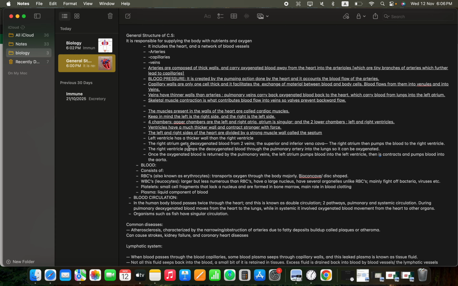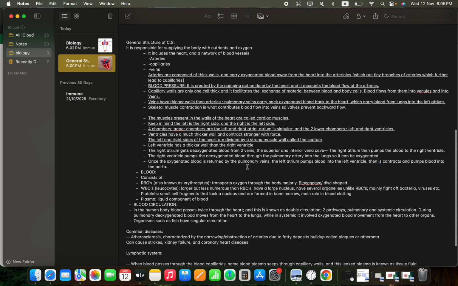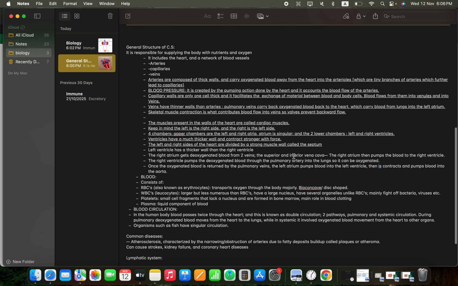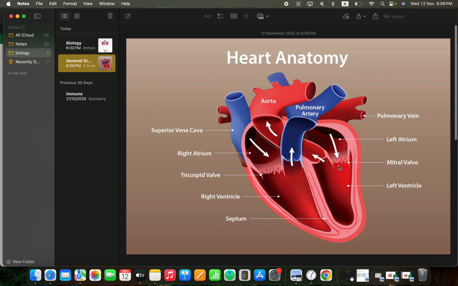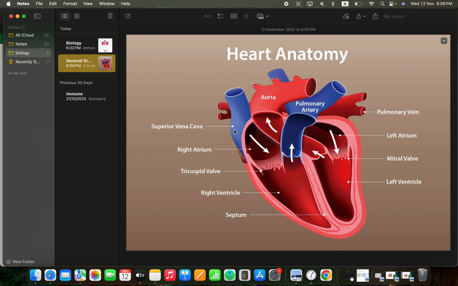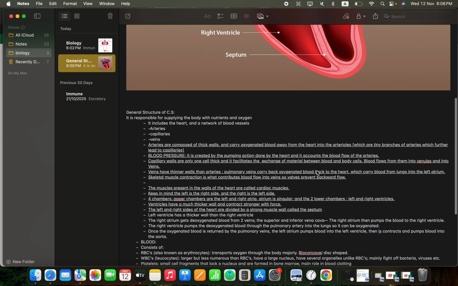So then we have the right atrium, which gets deoxygenated blood from 2 veins, the superior and inferior vena cava, as I explained before. The deoxygenated blood flows from the vena cava into the right atrium, to the right ventricle, then into the pulmonary artery, to the lungs, and then it comes back through the pulmonary vein into the left atrium, into the left ventricle, and then into the aorta to be pumped out to the rest of the body.